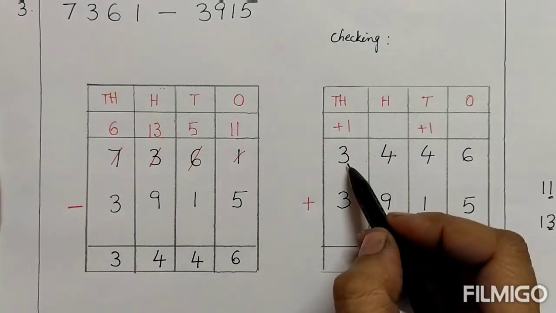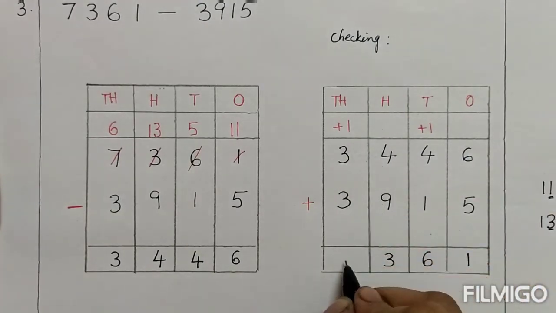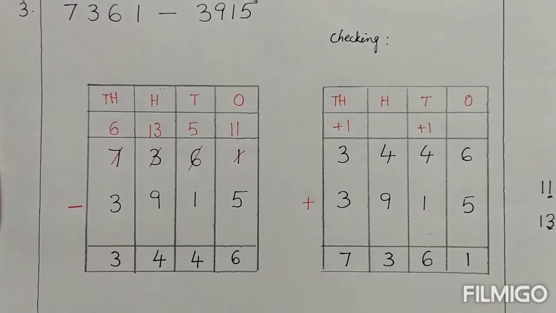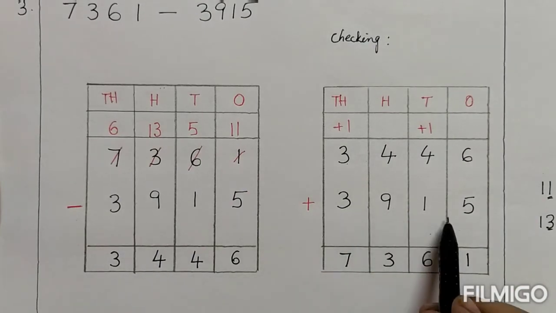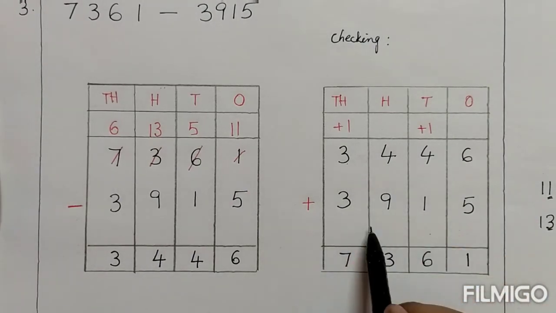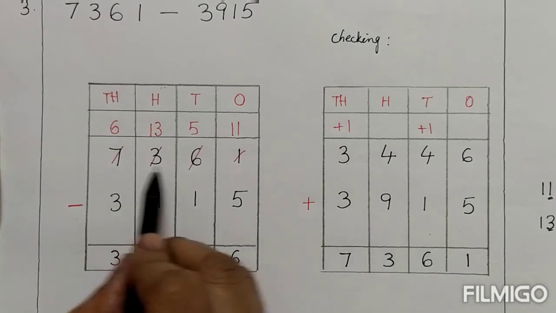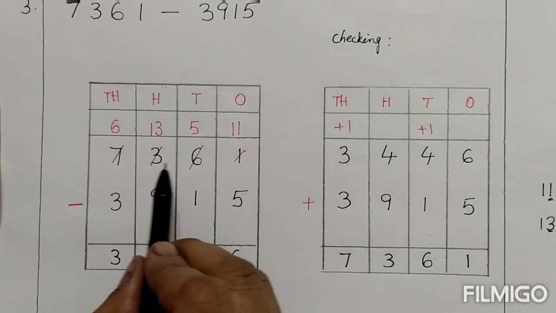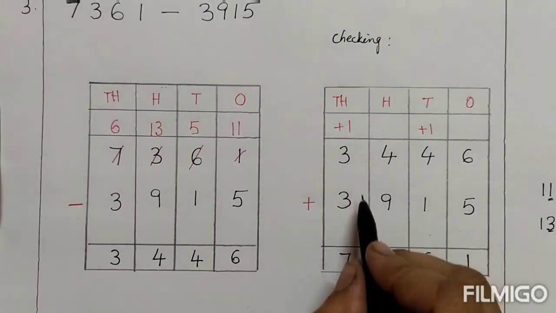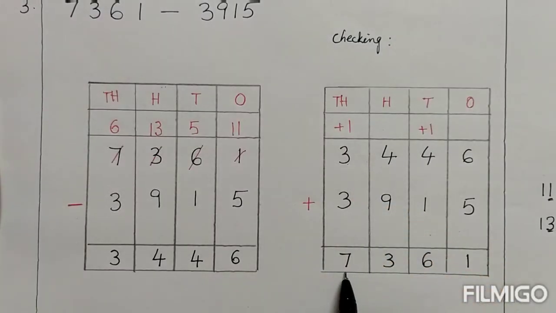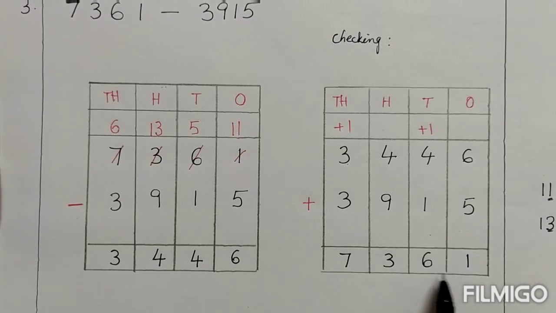Now 1 plus 3, 4. 4 plus 3, 7. Let's check, children, here. This is the difference and here the second number. After adding these two numbers, you will get the first number, 7361, and here also the sum of these two numbers is 7361. In this way, we have to check the result.